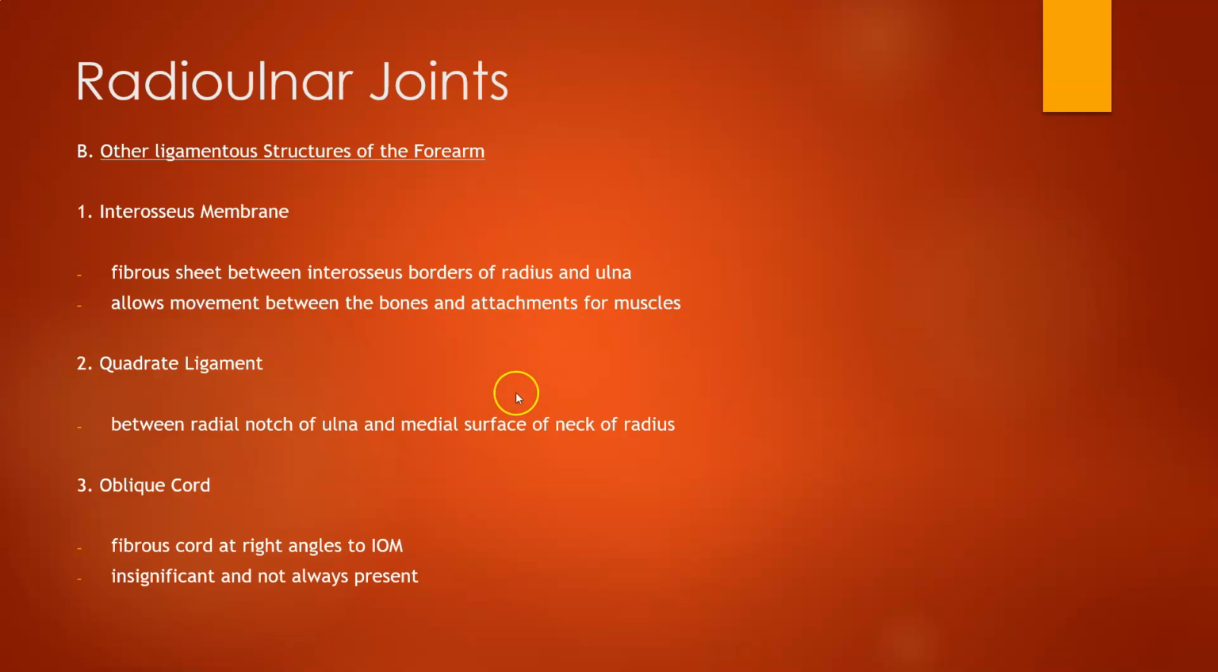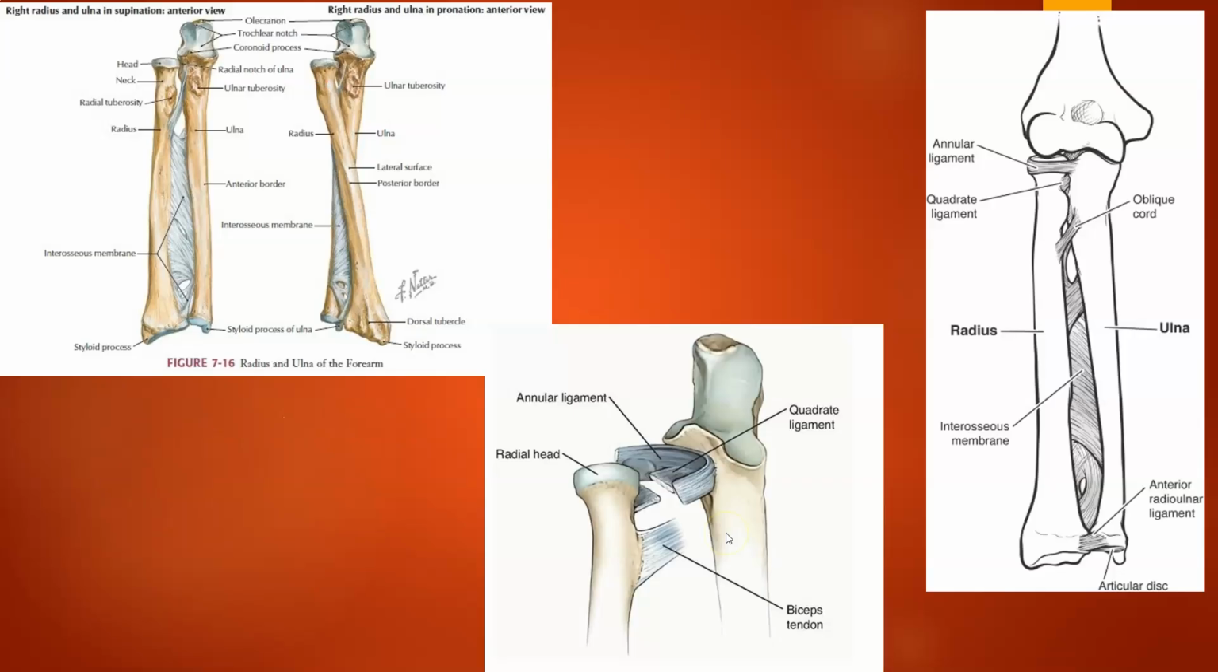Okay, the next one is called the oblique cord. This is considered to be somewhat insignificant and therefore not always present, but it's basically a fibrous cord that runs at an oblique angle to the joint itself. You can see it here.